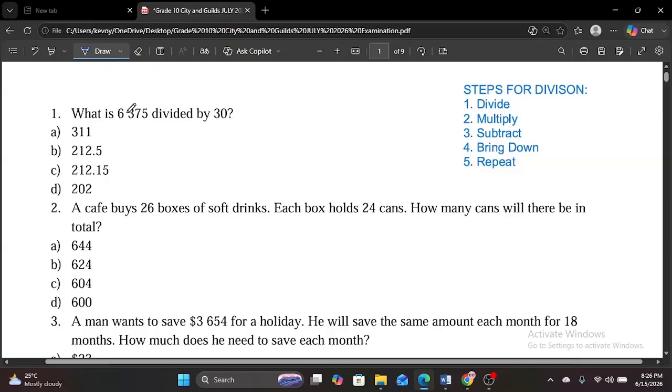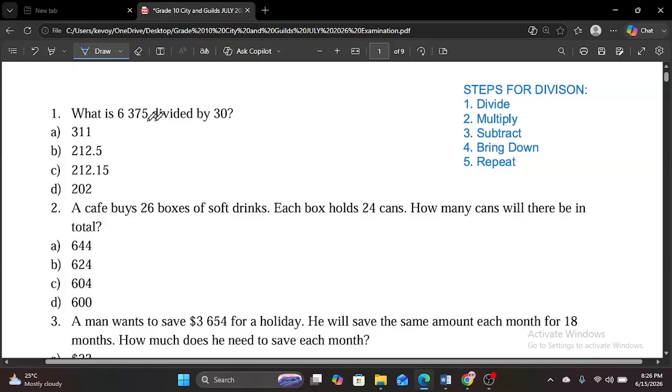All right, so what is 6,375 divided by 30? Remember, these are the steps for division. The first thing to do is divide, then we multiply, then we subtract, then we bring down, and we repeat the steps after we bring down until we subtract and get to 0.